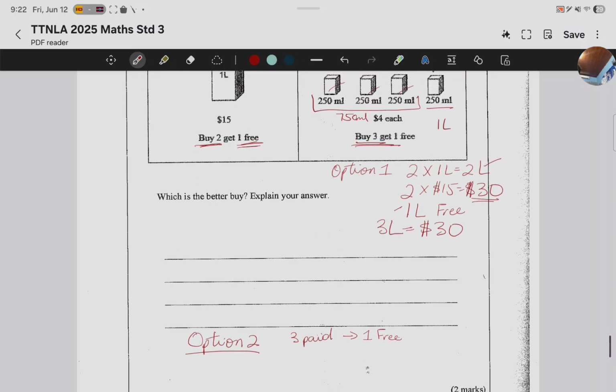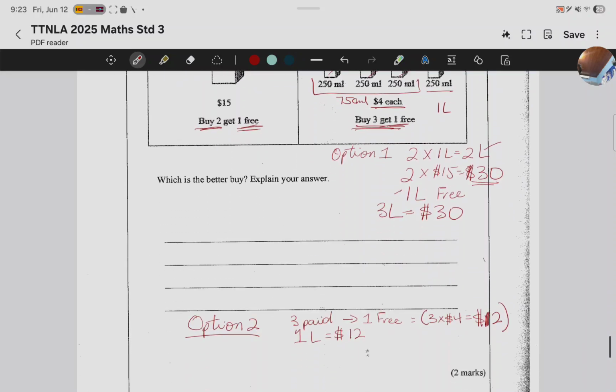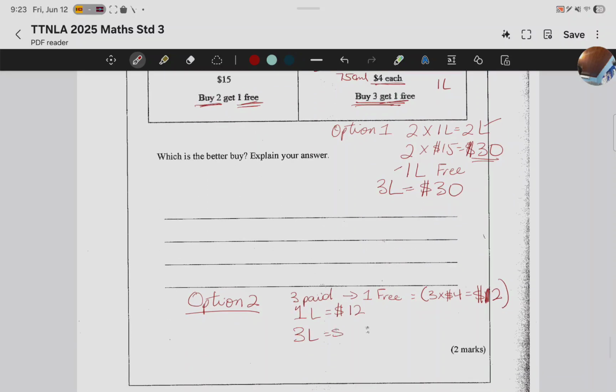So let's calculate the cost for 1 liter with option 2. I'm paying for 3, getting 1 free. So that would be 3 by the amount for 1, which is $4, which will mean $12. So I'm paying $12 for 1 liter. And I need to buy 3 liters. So 3 liters would be 12 multiplied by 3, which is equal to $36.